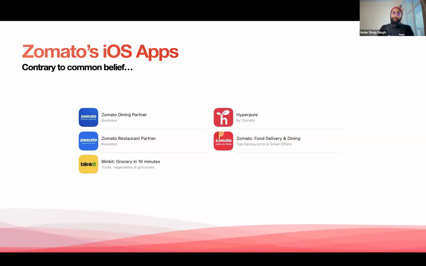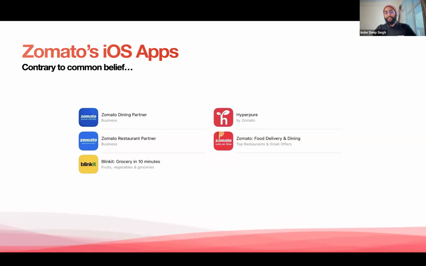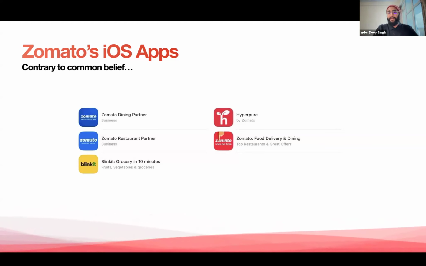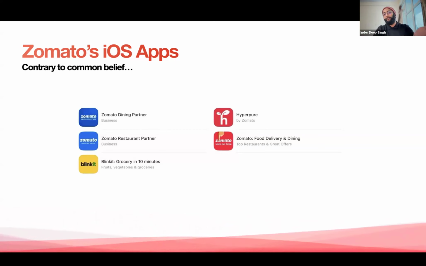As you all know, we also have Blinkit, we have our merchant applications for online ordering and dining, and then we also have something called Hyperpure. So they are different business verticals. These are different apps targeted to different people and for different use cases, but underneath they use the same code base, to some extent, that is.